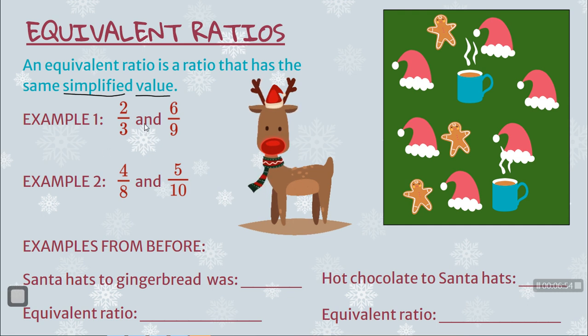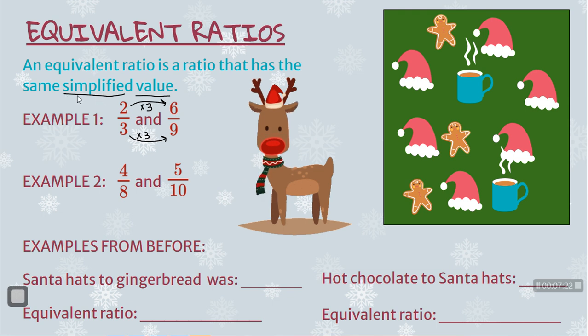Look at this first example. Example number 1. Now, this one's really easy to see why they are equivalent, because I can think about, well, what 2 times what would get me to 6? 2 times 3. And then the same thing should be true on the bottom. I should be able to multiply 3 times 3 to get me to 9. If I multiply by something different, then they are not equivalent. They have to be multiplied by the same thing.